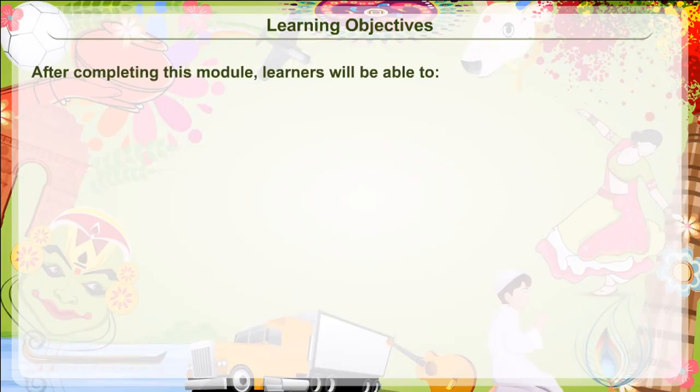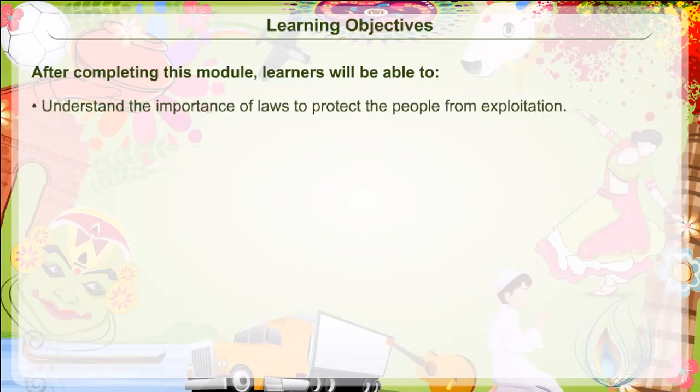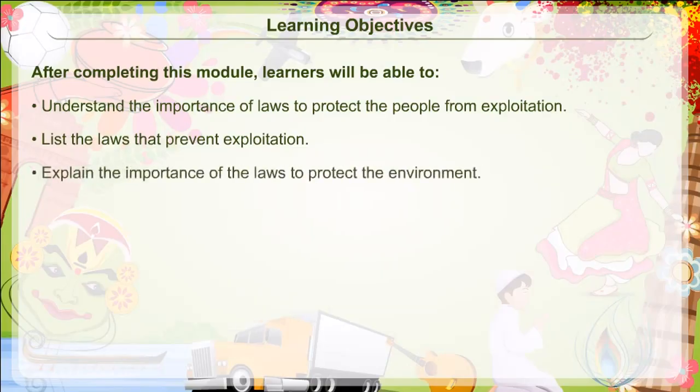Learning objectives. After completing this module, learners will be able to understand the importance of law to protect the people from exploitation, list the laws that prevent exploitation, and explain the importance of the laws to protect the environment.